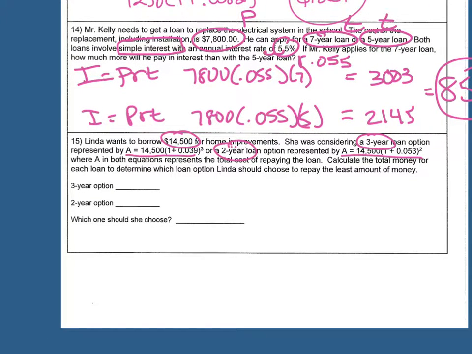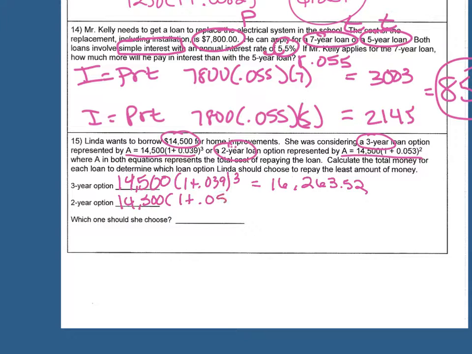So our 3-year option, we've got $14,500, and we're using the compound formula. So that's going to give us $16,263.52. The 2-year option, same principal, different rate, and the 2 years, and that's going to give us $16,077. And so which one should she choose?